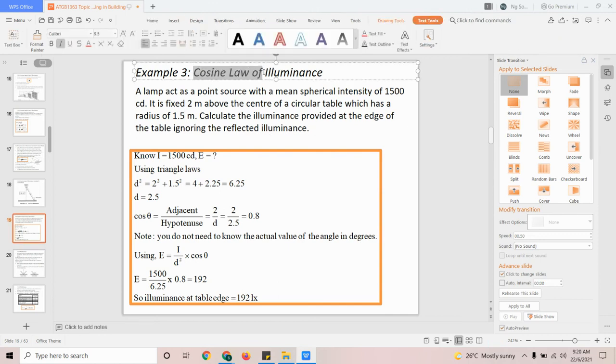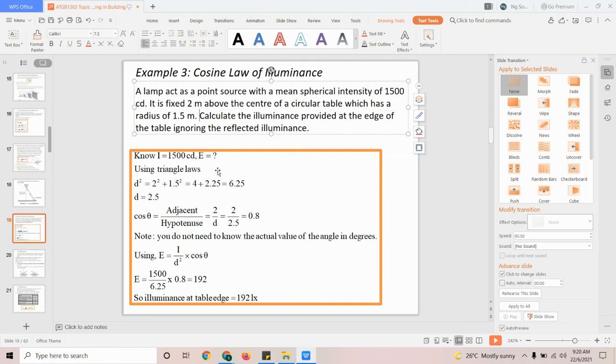So example 3, we have the cosine law of illuminance, and how we make use of it. A lamp with an intensity of 1005 candela is fixed 2 meters above the center of a circular table. The table has a radius of 1.5 meters. You are required to calculate the illuminance provided at the edge of the table, and you have to ignore the reflectors' illuminance.